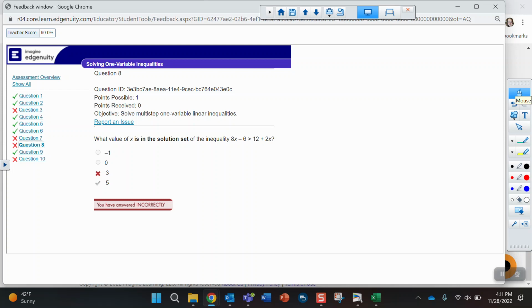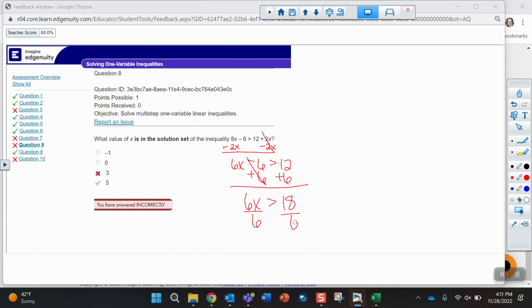What value of x is in the solution set of the inequality? So we have to solve this in order to determine that. So I'm going to go ahead and get my variable on the same side. So that's 6x minus 6 is greater than 12. I'm going to add 6 to both sides. 6x is greater than 18. Divide by 6. X must be greater than 3.